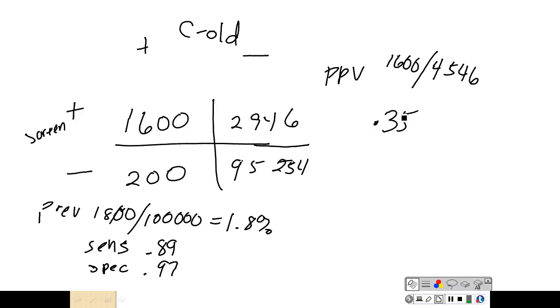Does anybody remember what it was before? 0.2. So just by applying the same exact test in a population that has a higher prevalence of disease, now if you have a positive test, you're 35% likely to actually have the disease. Right? So this is important, that you want to apply your screening tests in populations that have a higher prevalence of disease, because then when people test positive, they're actually more likely to have the disease. Which kind of seems like a good thing, right?